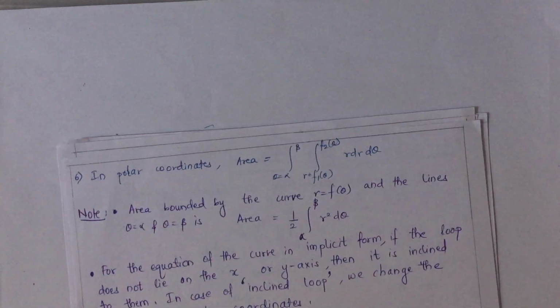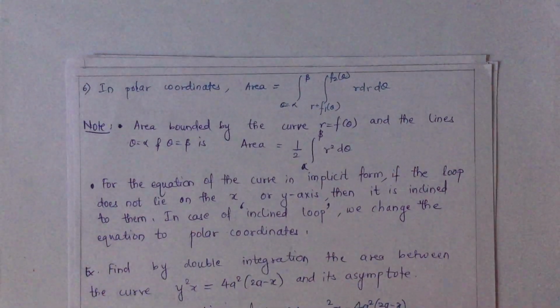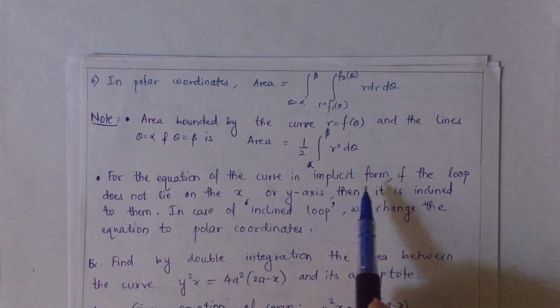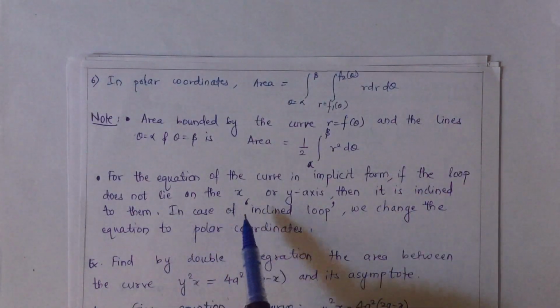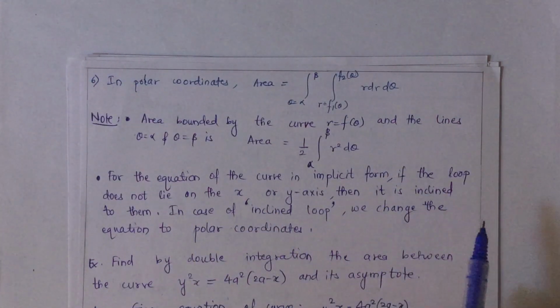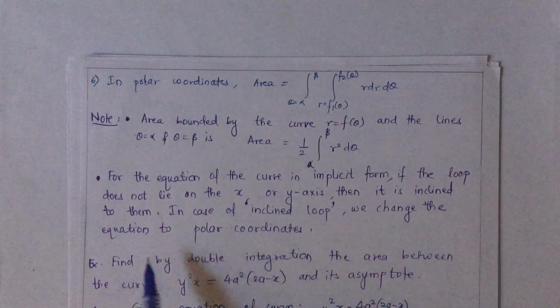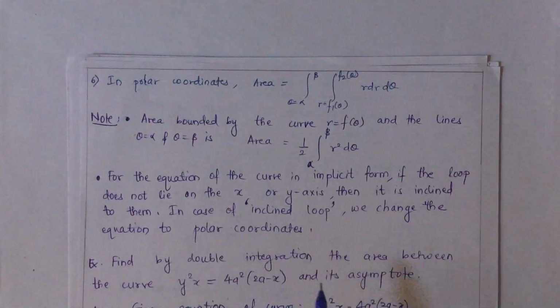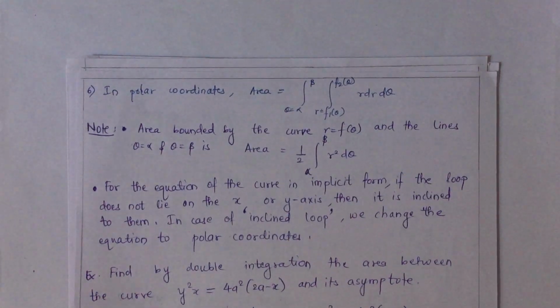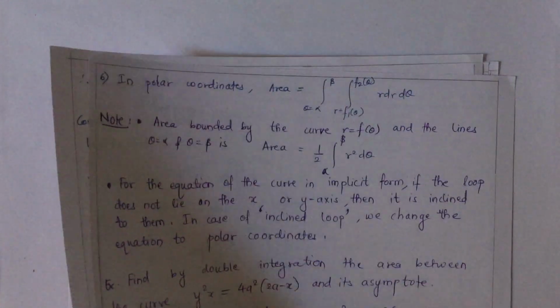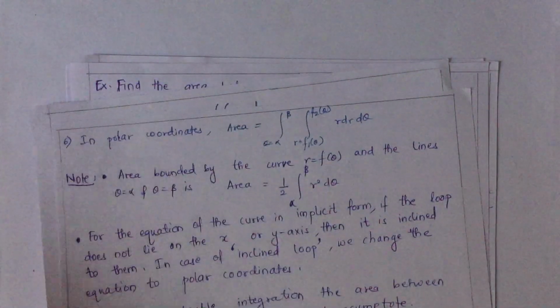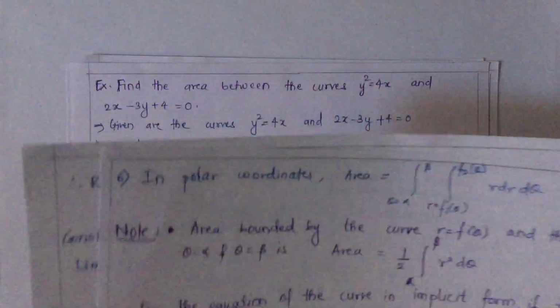Remember one more note: for the equation of a curve which has an implicit form, if the loop does not lie on the x axis or y axis and is inclined to them, in the inclined loop we change the equation to polar coordinates. So if you are not able to evaluate easily with Cartesian, we will convert to polar coordinates. So let us see an example.